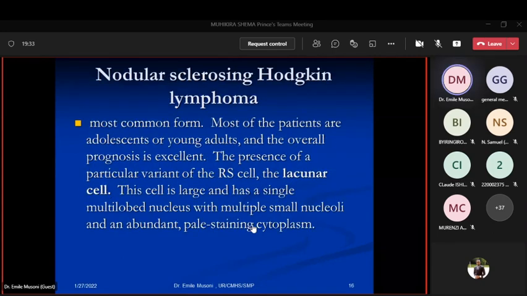Nodular sclerosing Hodgkin lymphoma is the most common form, and most of the patients are adolescents and young adults. The overall prognosis is excellent. So this is why we have to characterize lymphoma, to predict the prognosis. The presence of a particular variant of RS cells, the lacunar cells. This is a large cell with a single multilobate nucleus with multiple small nuclei and an abundant pale staining cytoplasm.